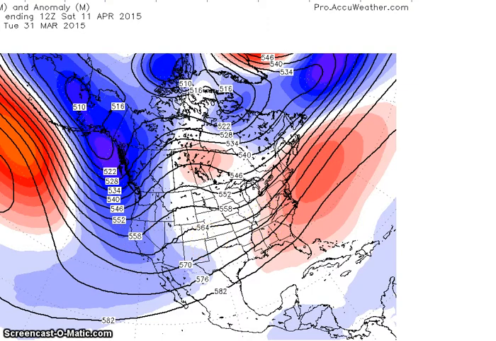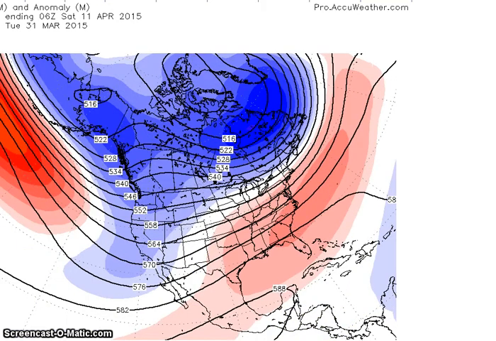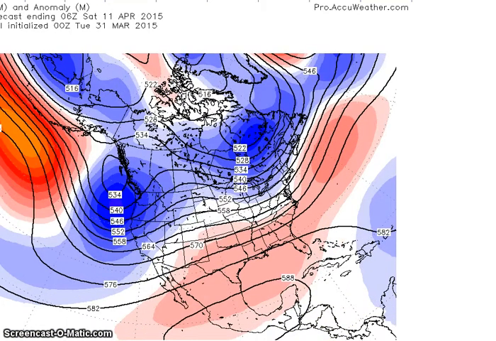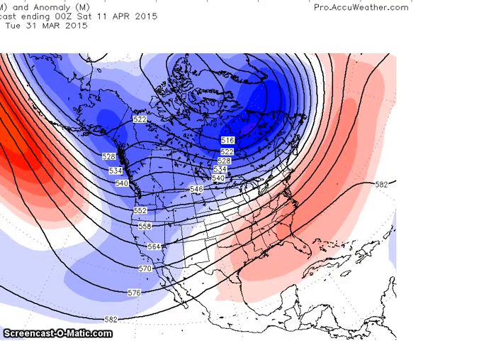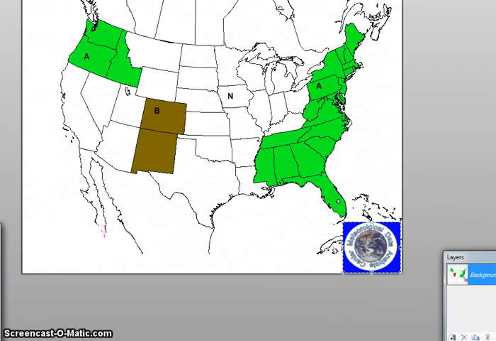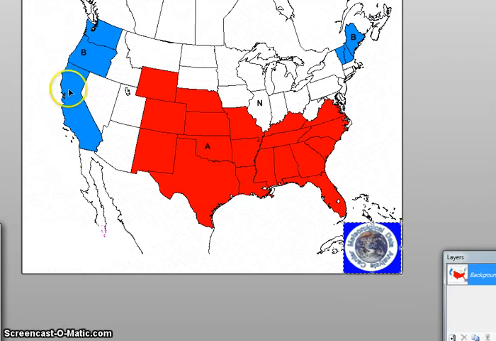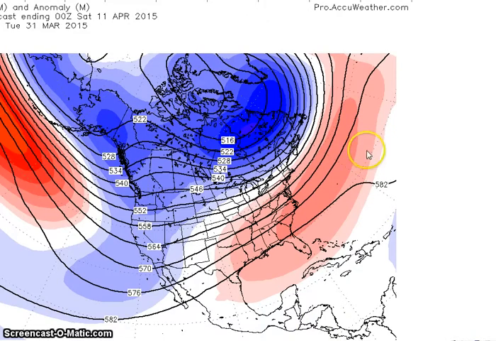And we'll look at the models. They're all in pretty fair agreement on this solution. So during this forecast period, I am forecasting below normal temperatures here and for northern New England, above normal temperatures for this area, and we'll look at the temperature anomalies.